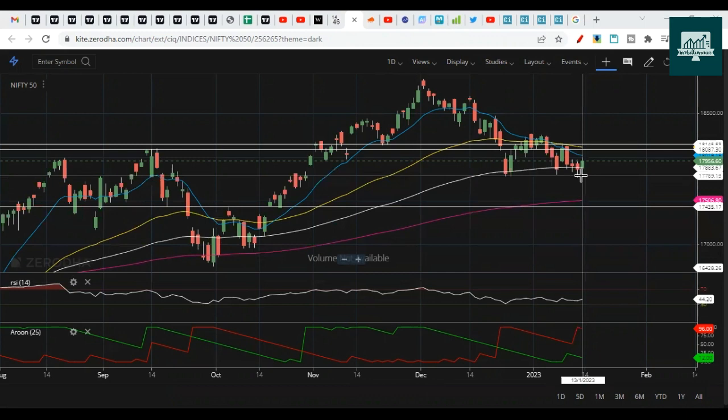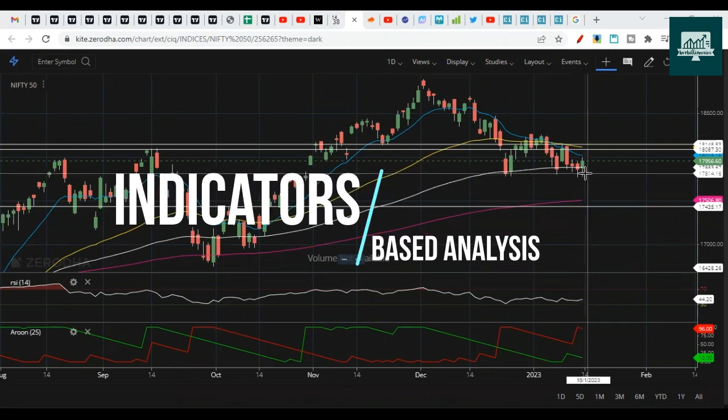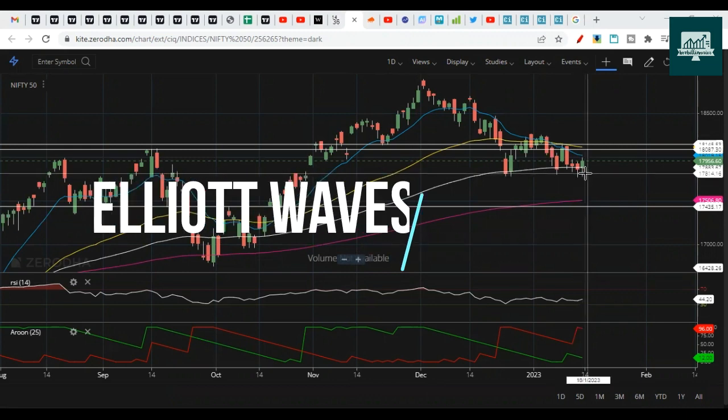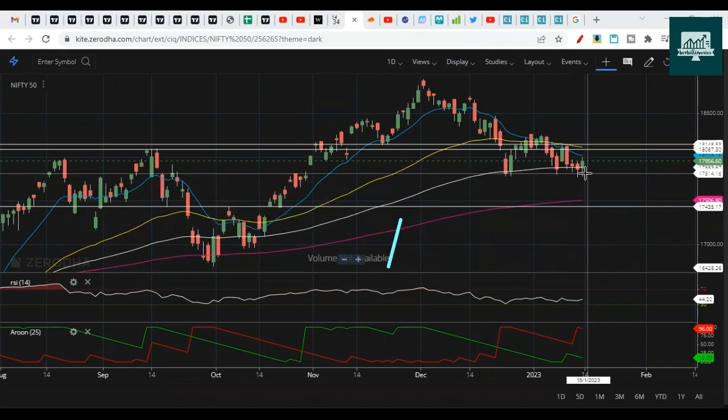Last week we did the Nifty's analysis and the analysis was more in line. So this week we will be doing analysis of Nifty again with price action indicators first, then Elliott Wave, and at the end we'll check the option chain.